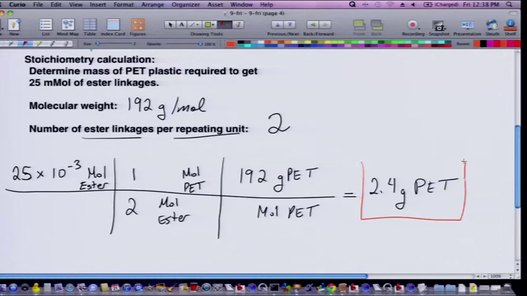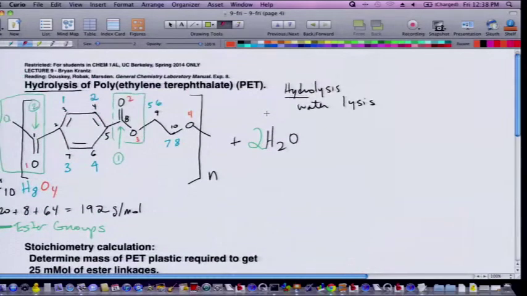So it's not a hard problem once you set it up and you think about it for a while. You only have 2 factors in this factor label, but the trick is first, in dealing with this stoichiometry, the number of esters in the repeating unit, and that really requires you to look at the structure here.